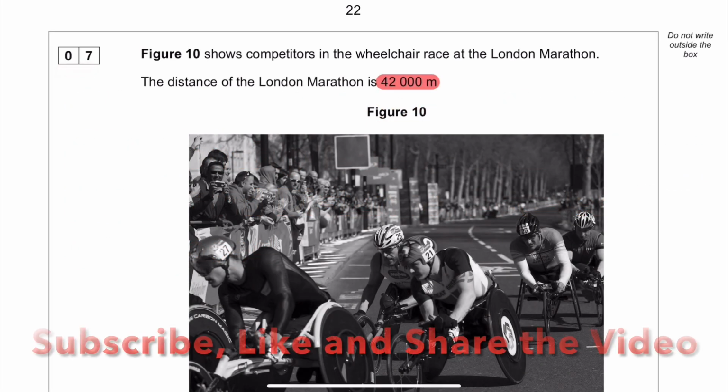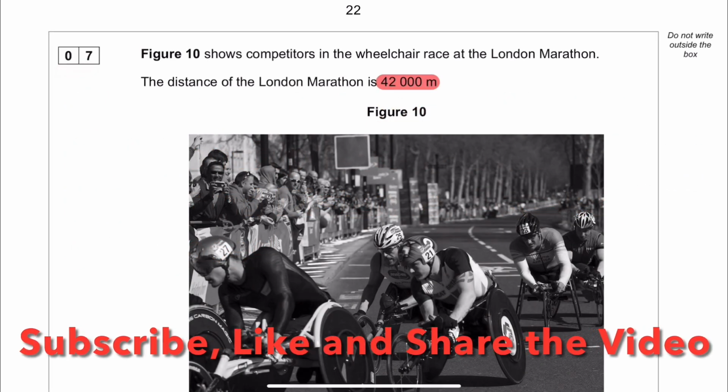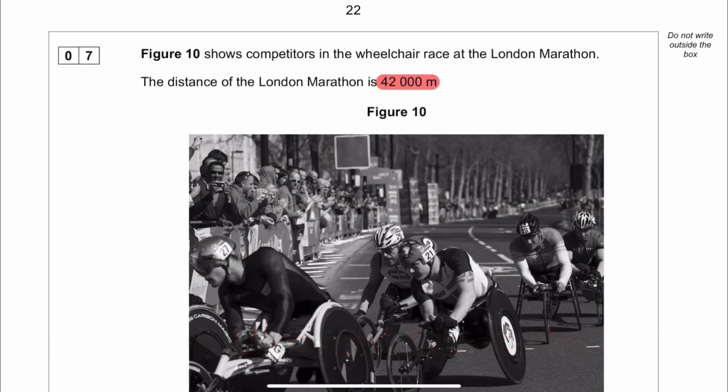Question number 7. Figure number 10 shows competitors in the wheelchair race at the London Marathon. The distance of the London Marathon is 42,000 meter. We can see here that different competitors are competing with each other in the race.